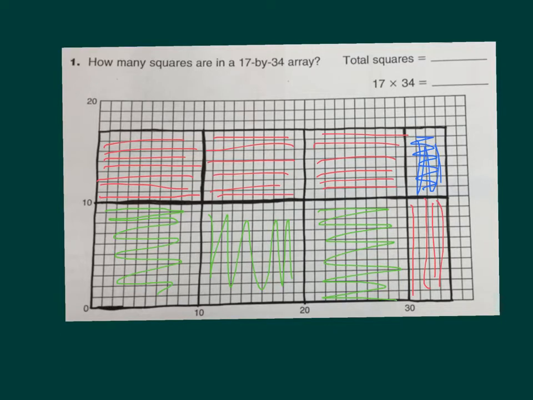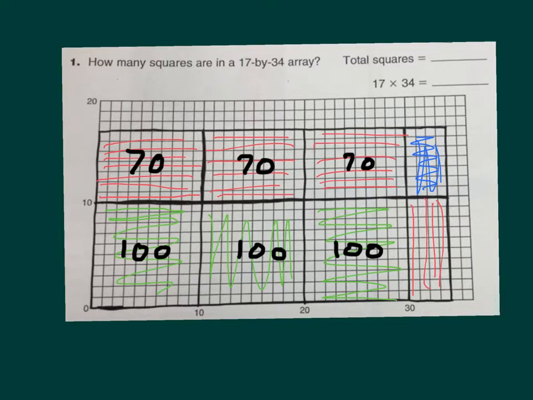I know each grid of green is worth 100, and I have 3 groups of 100. Now I need to figure out how many groups of 10 I have in these upper sections. Going across it's 10, and from this line, the 10 mark, to the top of my array, that's 7. So I'm going to think, what's 7 times 10? I get an answer of 70. So in each of these spots, there are 70 cubes.